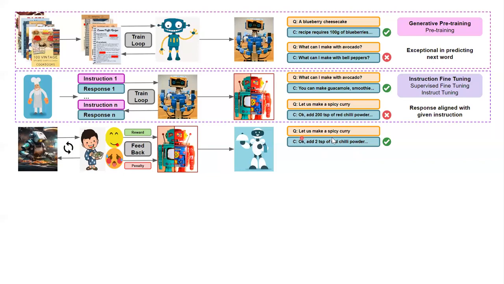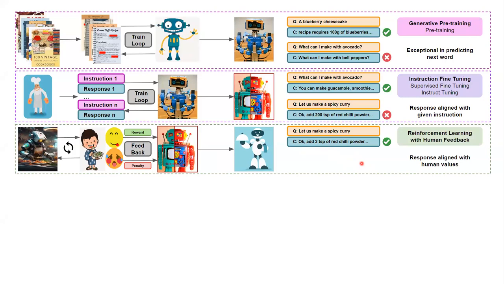Let's see. If we ask this question, or if we give this input, it says, okay, let's add 2 teaspoons of red chili powder, which is aligned with what a human would be okay with. Now, this is called reinforcement learning with human feedback, because the responses are aligned with human values. Now we can take this bot and we can deploy this.